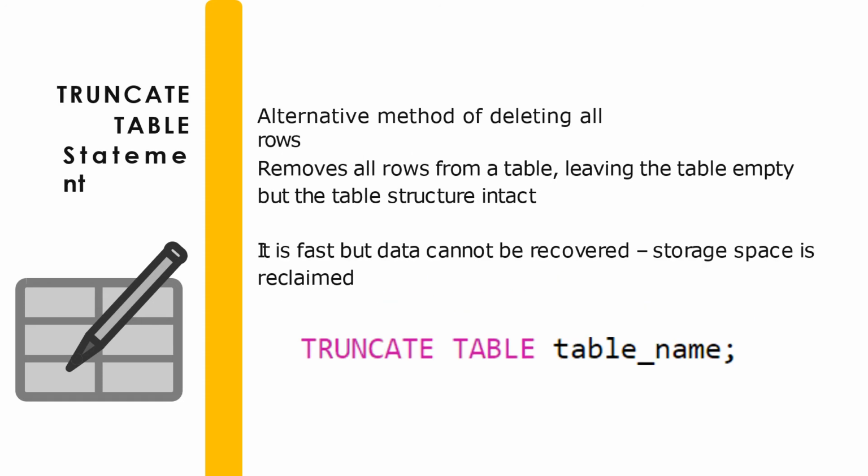An alternative method for deleting all rows in our table is by using the truncate table statement. It removes all rows from a table, leaving the table empty but the table structure intact. This is fast, but data cannot be recovered, so the storage space is reclaimed.